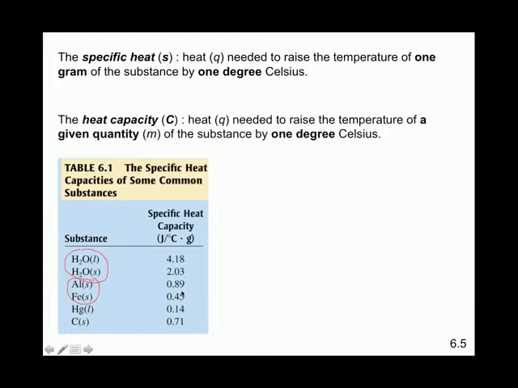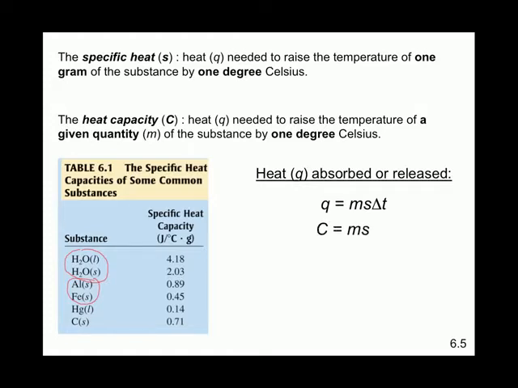Next value we have is heat capacity, which is the heat needed to raise the temperature of a given quantity of a substance by 1 degree Celsius. Here are some formulas you want to jot down. First one, we're going to be applying with the specific heat questions. Q, which is the heat, is equal to the mass times the specific heat times the change in temperature. Heat capacity is equal to the mass times the specific heat. Now, heat is also then equal to heat capacity times delta T.